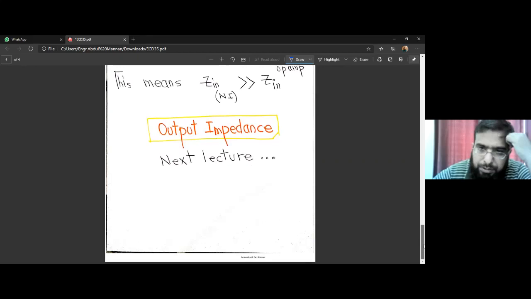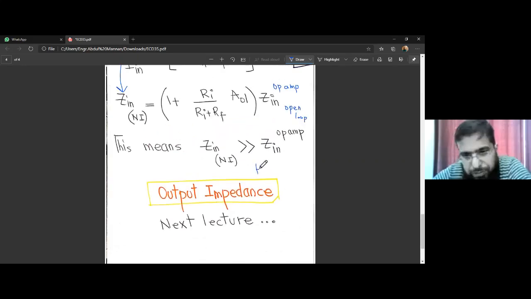There is a numerical example given in the textbook for the students to solve, regarding Zin being more than the open loop Zin of the op amp. In the next lecture, we will study the expression for the output impedance of the non-inverting amplifier, and we'll study the input and output impedances for the voltage follower and inverting amplifiers. That's all for this lecture. Thank you.